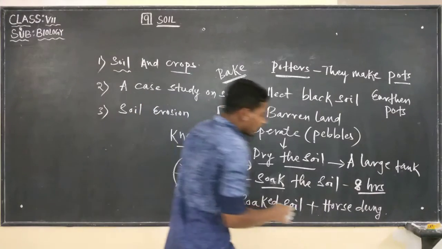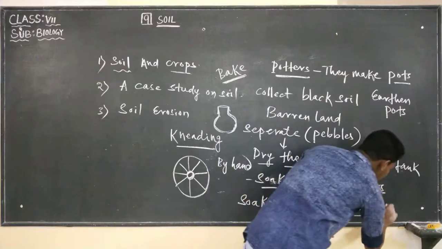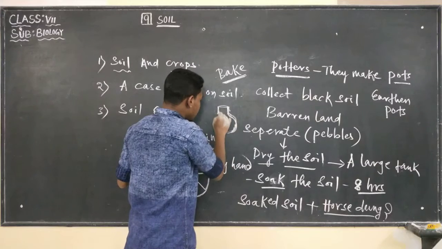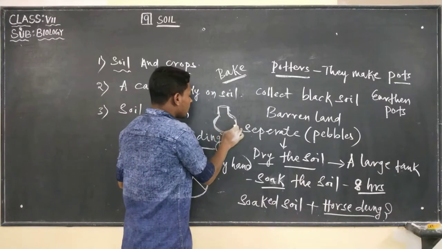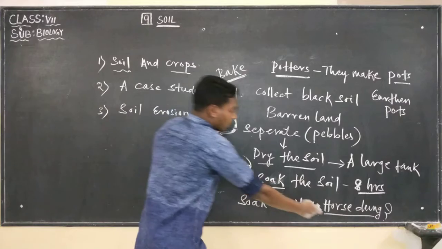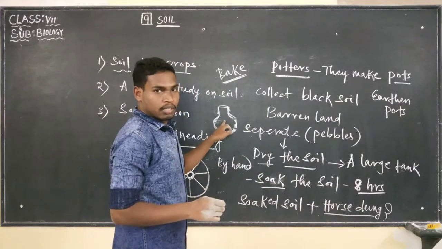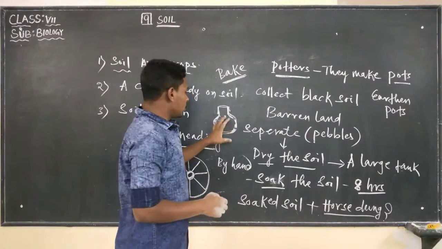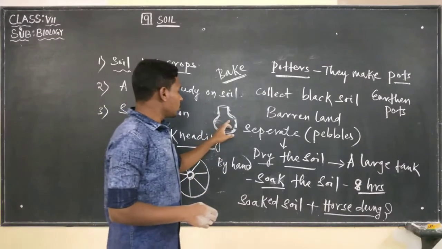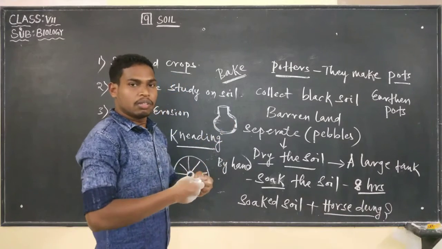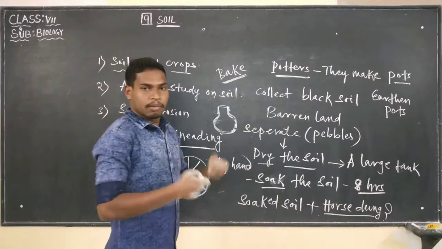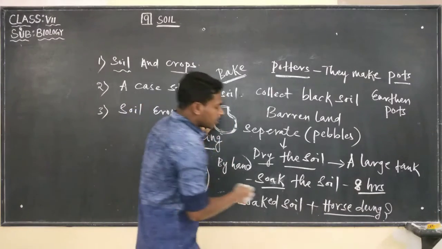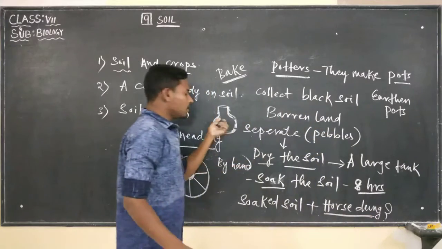And here you may get a doubt: why do they use horse dung? If the potters use horse dung, these pots are going to open. This horse dung will help to open the pores in the pots. That's why the water that is present in the pot is going to cool down. Why? Because through the pores the heat is going to come out and the water gets evaporated. Only the cool water remains in the pot. So this is how it helps. Horse dung is going to open up the pores.